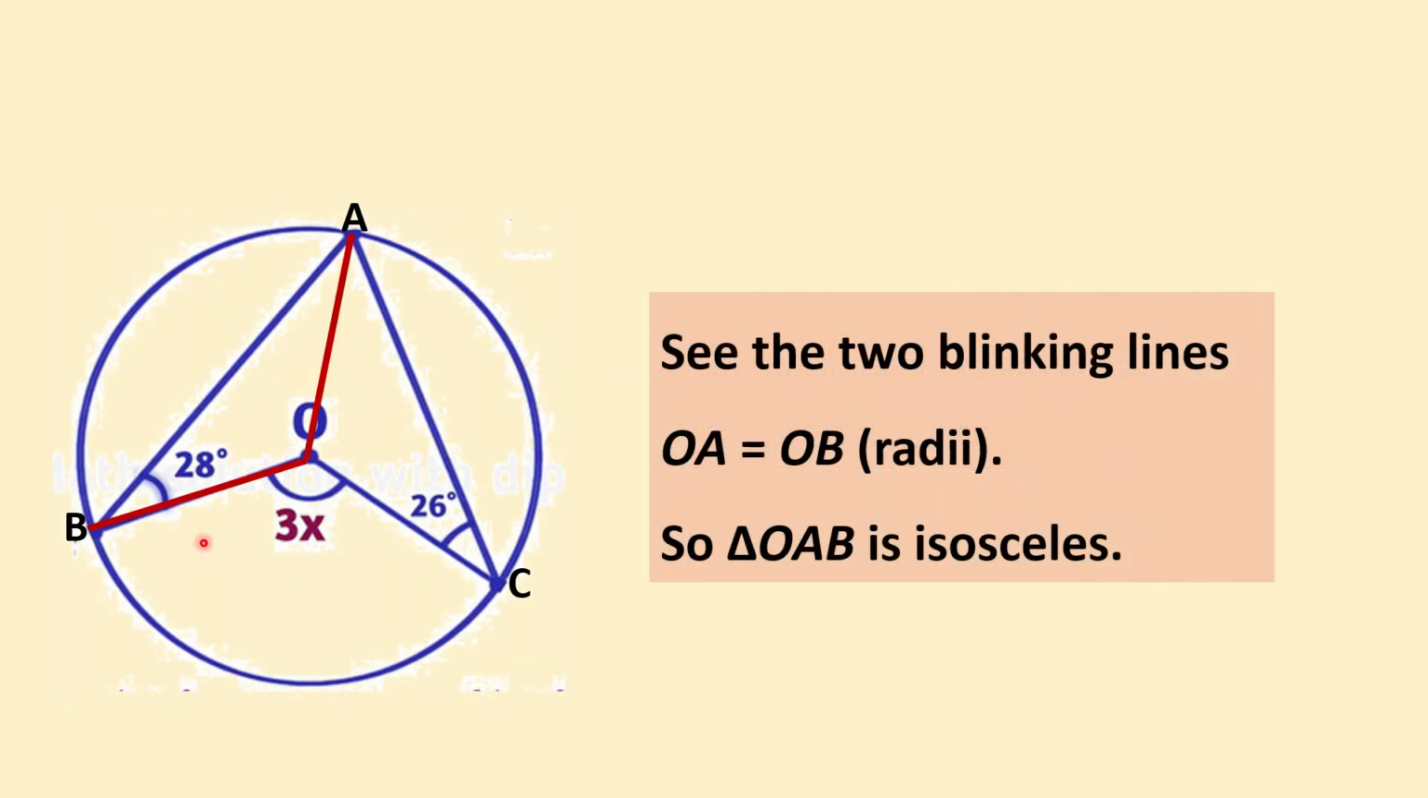Now see the two blinking lines. The two blinking lines, they are radii. So radius OA will be equal to radius OB. Each of them is a radius. So this triangle OAB is isosceles. Two of the sides are equal. OA radius, OB radius, so the two radii must be equal. So OA equal to OB. So the triangle OAB is isosceles.